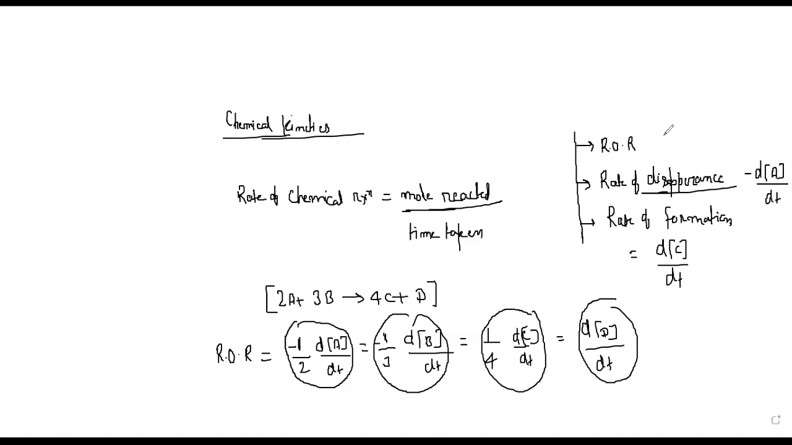If I am writing that the rate of reaction, the rate of disappearance will be equal to minus dA by dt. The rate of formation will be equal to dC by dt.